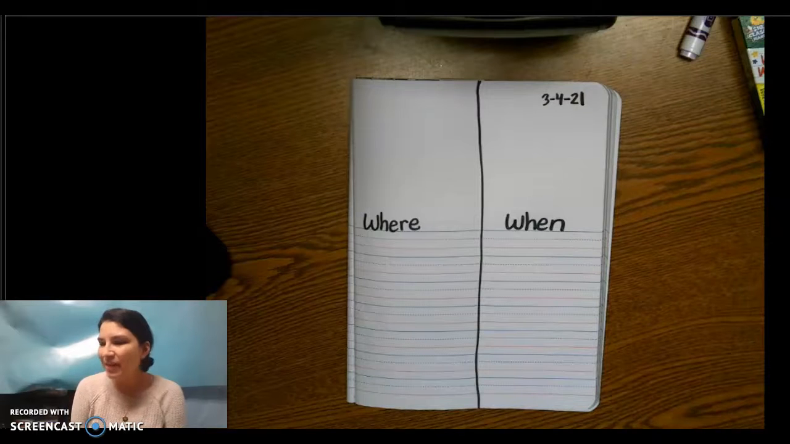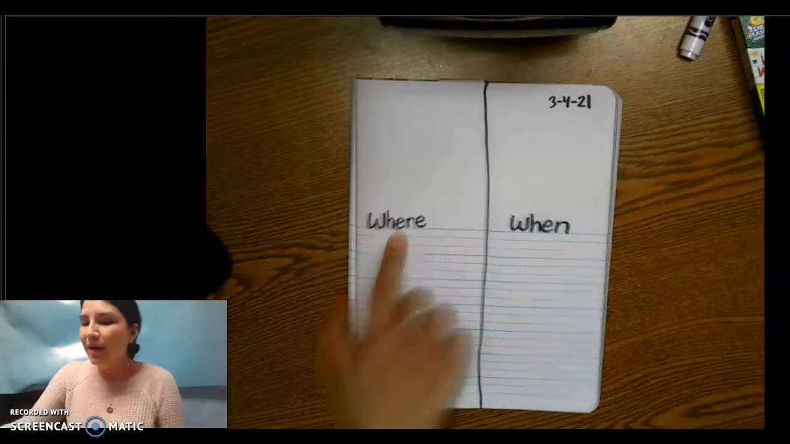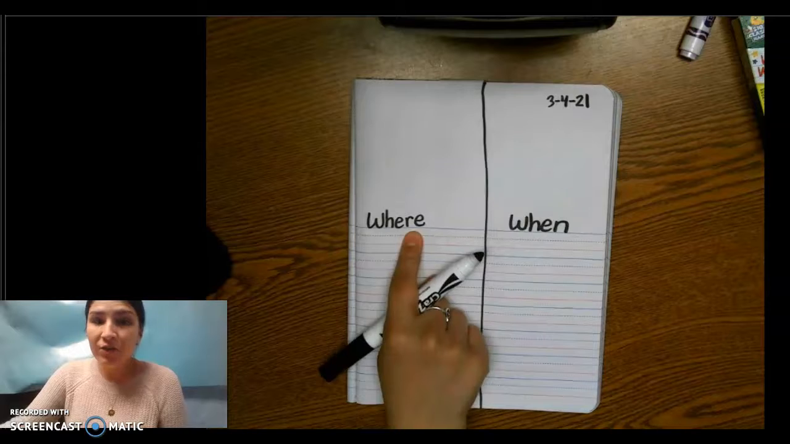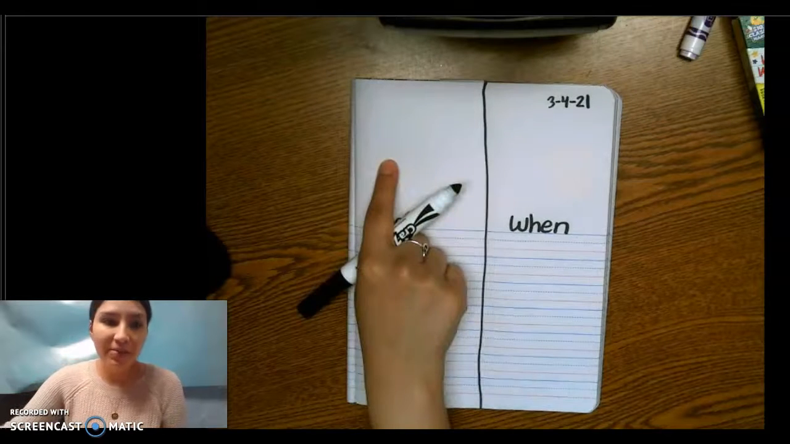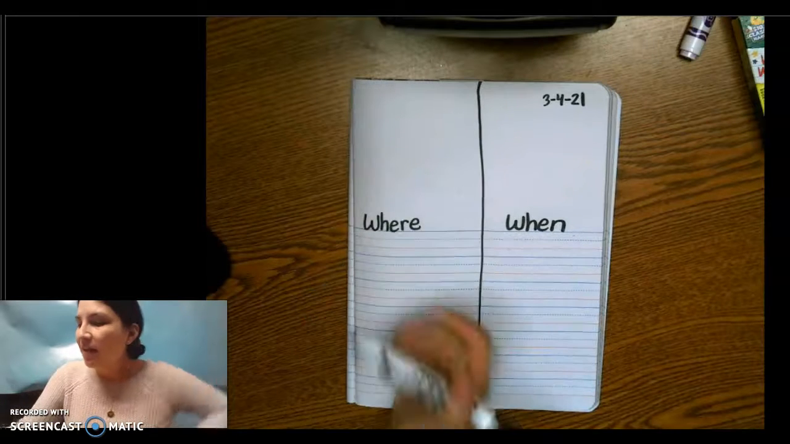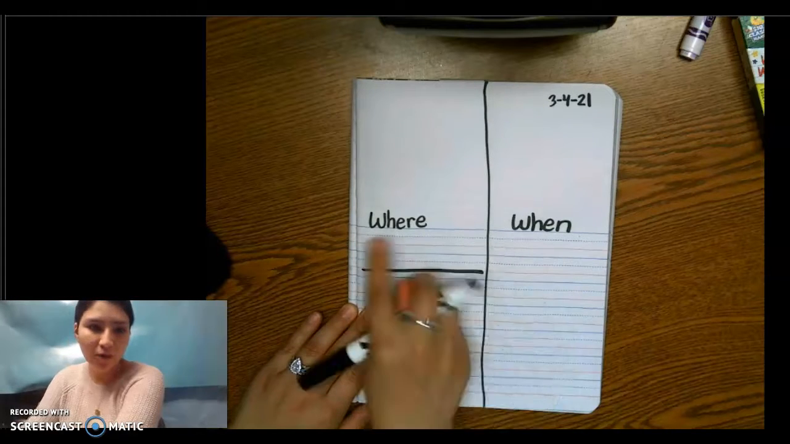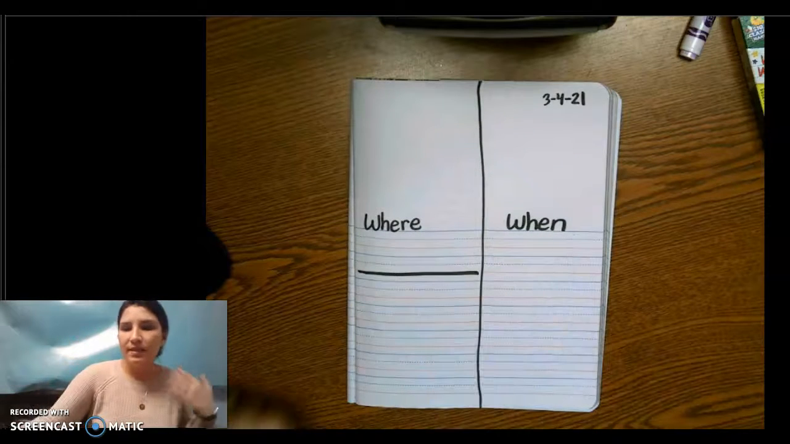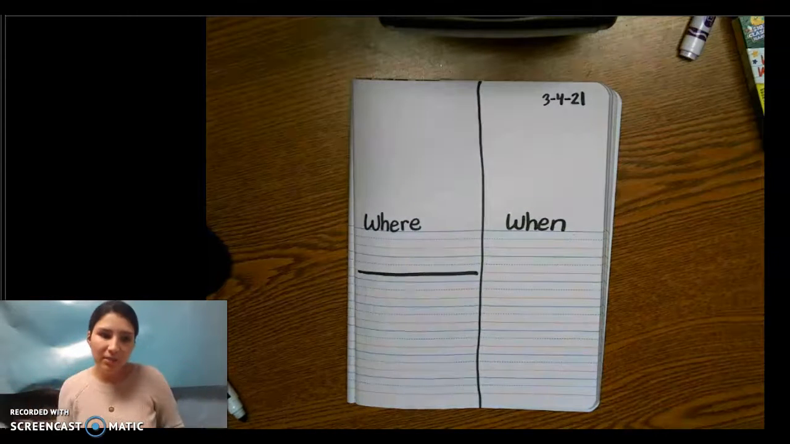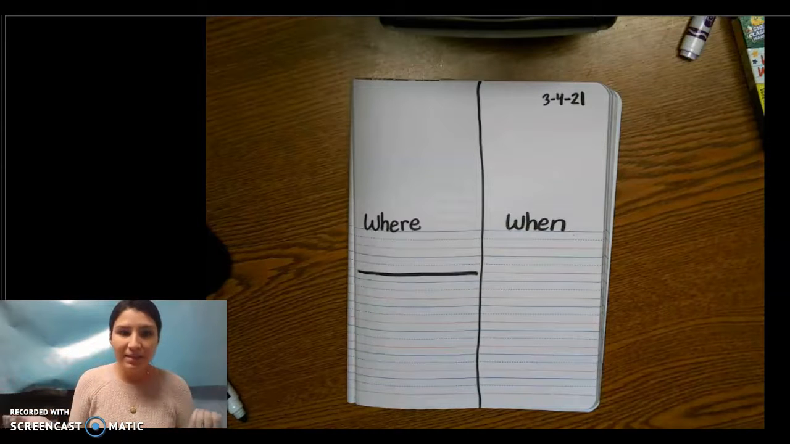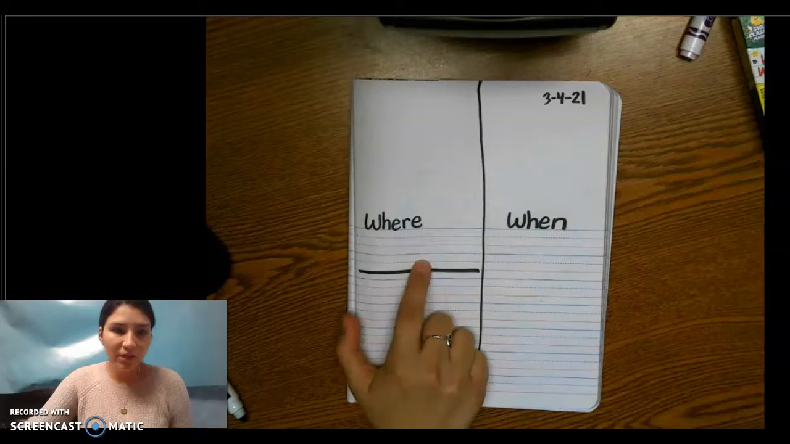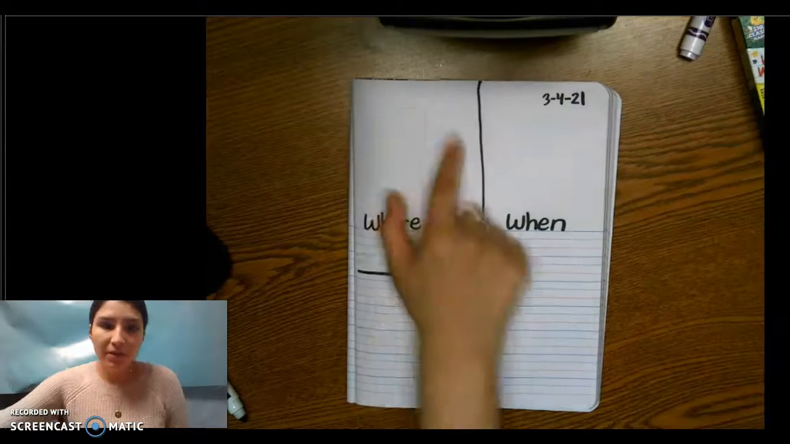Okay, if you need more time, just pause the video, but where? So you are going to draw a picture of where the setting was taking place. And then right here, tell me where. Write the word. Was it in a house? Was it in space? Was it outside? Was it inside? Tell me where the story took place. Write the word. And then draw the picture, okay?